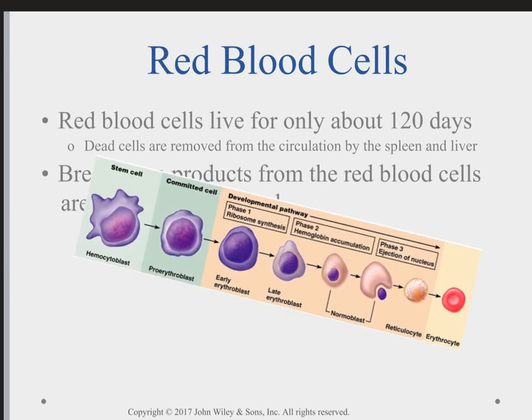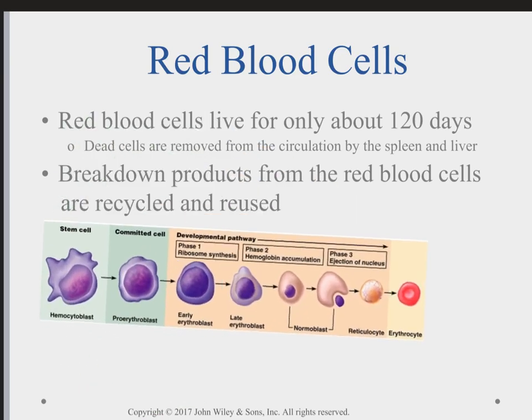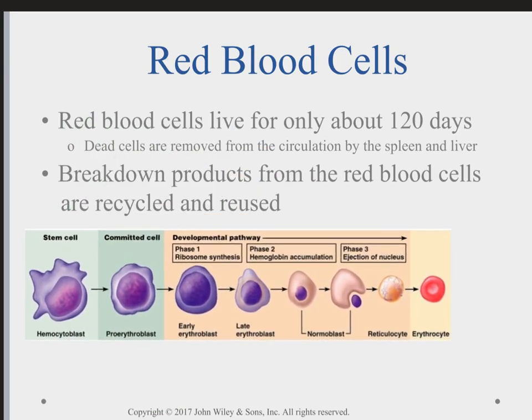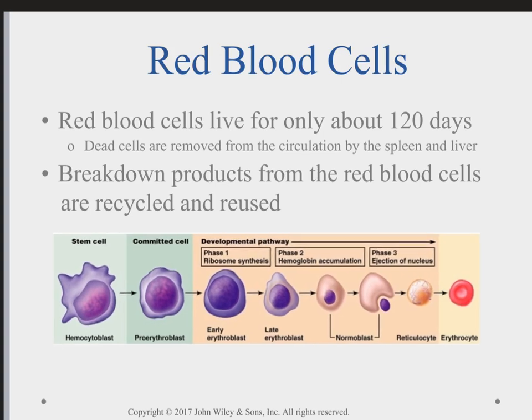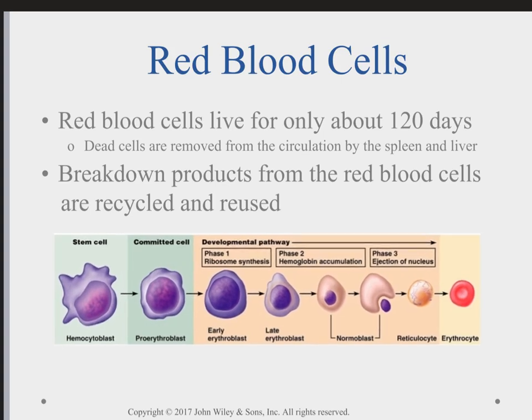So I inserted this nice little handy dandy slide to help us get through the stages of red blood cell genesis or development. So we start at the stem cell. We have a hemocytoblast that now becomes a committed pro-erythroblast. That pro-erythroblast, pro for erythro, red blood cell formation, is now a committed cell, will not turn or differentiate into anything else. Phase 1, ribosome synthesis.